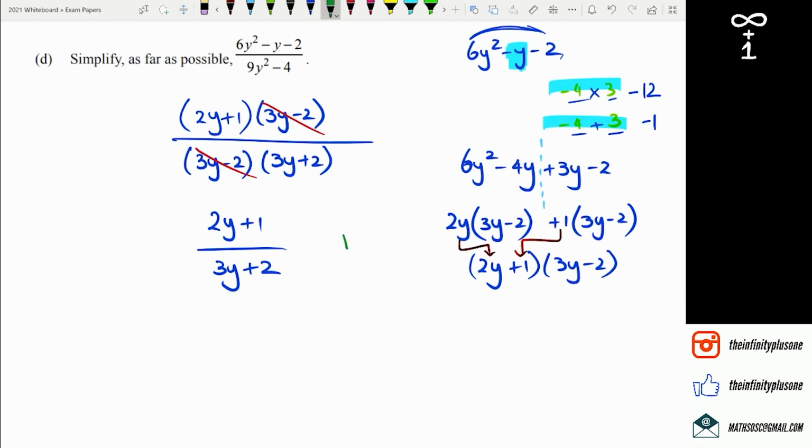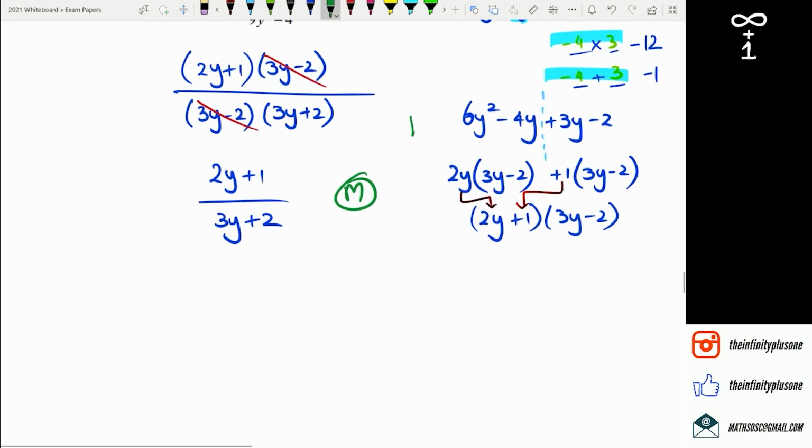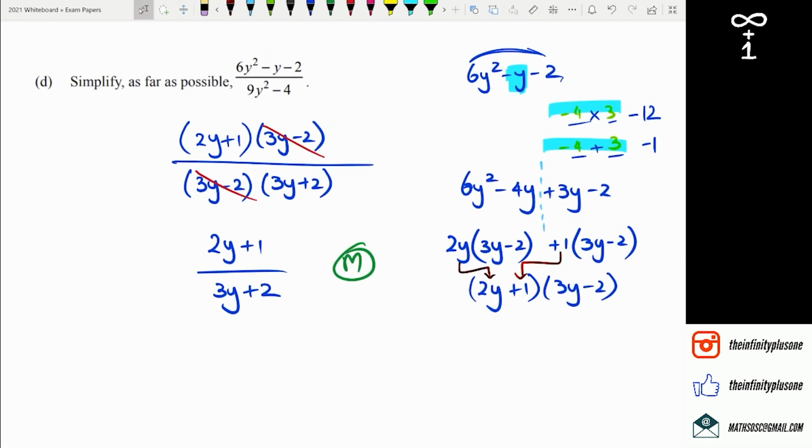So grades wise, this gets you a merit. Consistently simplified. So let's say you make a mistake in this crossing out business, you could get an achieved. Factorization of numerator or denominator gets you an achieved. So doing this or this gets you an achieved.